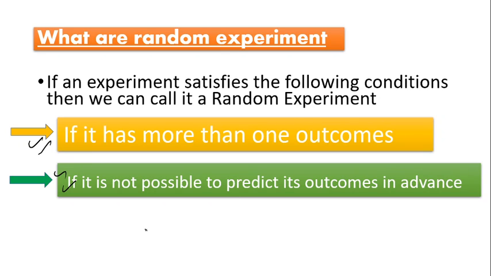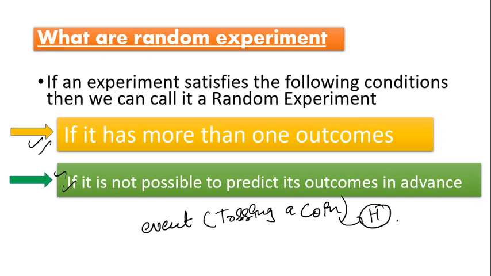Consider an event: tossing a coin. Suppose a person is about to toss a coin. What will be the outcome? It may be head on the top, or it may be tail, head or tail. So it has more than one outcome, it has two outcomes. The first condition is satisfied. Also, it is not possible to predict its outcome, and a person however intelligent, however smart, can never predict the outcome of tossing a coin.